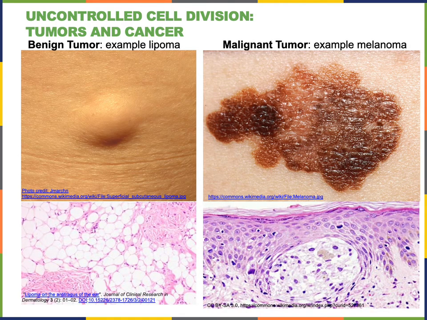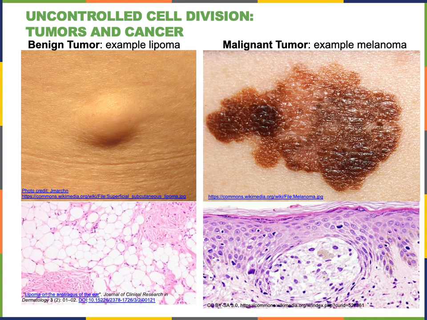When a tissue starts to grow and become abnormally enlarged, we call that a tumor. A benign tumor is not cancer. It's an abnormal growth, and it may produce a noticeable mass, but that tissue has not expanded beyond its normal boundaries and started to invade other tissues.